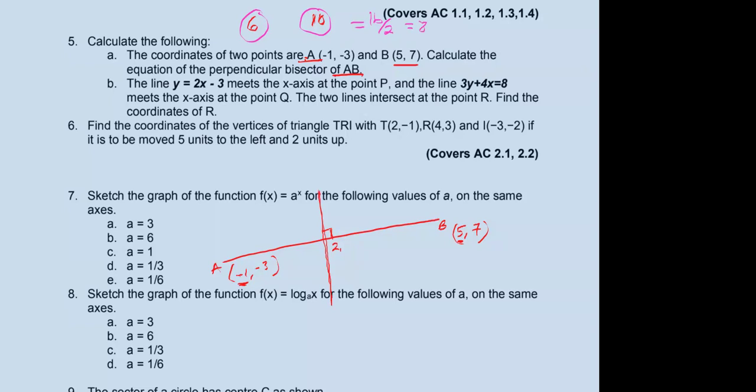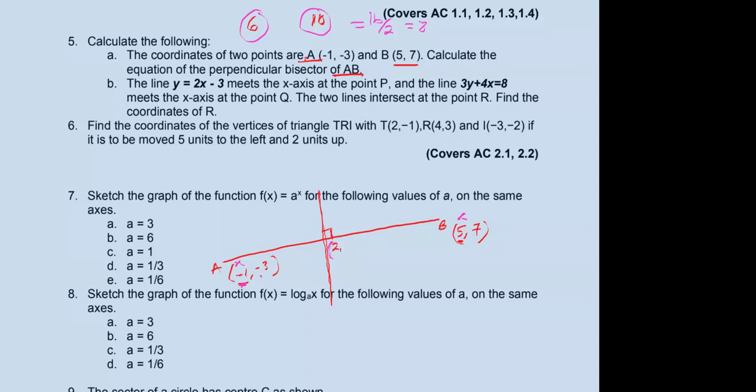So if I get -1 plus -3, which is -4. No, this is the x coordinate here. -1 plus 5 is what? -1 plus 5 is 4. Then 4 divided by 2 is 2. So you put 2 here. -3 plus 7 is 4.